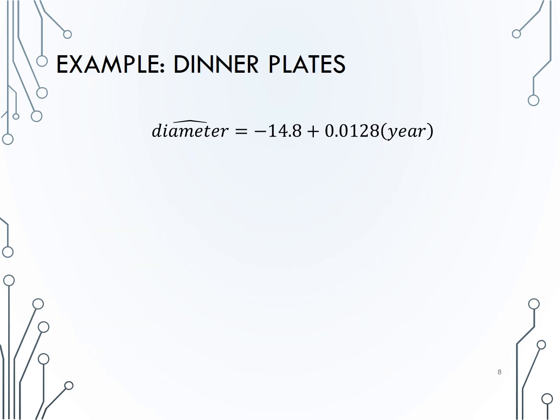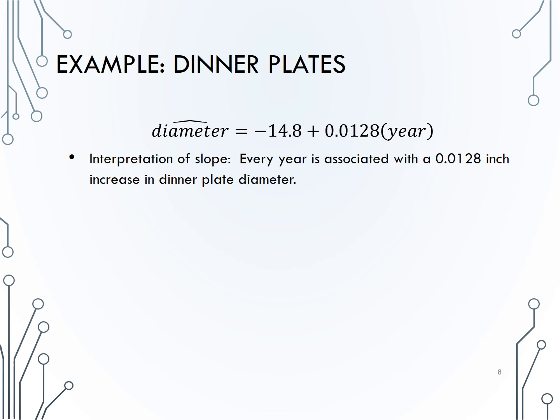Textbook, where we are looking at the diameter of a dinner plate and how that's changed over years. So our x variable or explanatory variable is years, and the y variable or response is the diameter of the dinner plate. And you are given this regression equation, negative 14.8 plus 0.0128 times year. Then to interpret slope, we would say a 1 unit increase in x, or for every 1 more year, it's associated with a slope 0.0128 inch increase, because the slope is positive, in the response variable, dinner plate diameter.